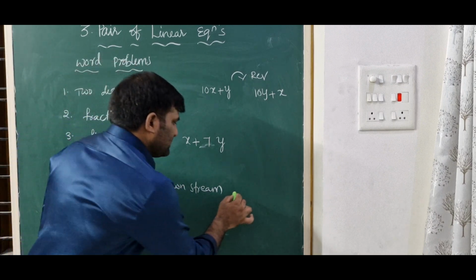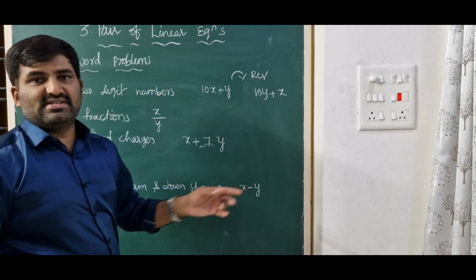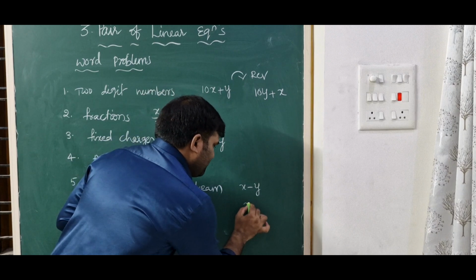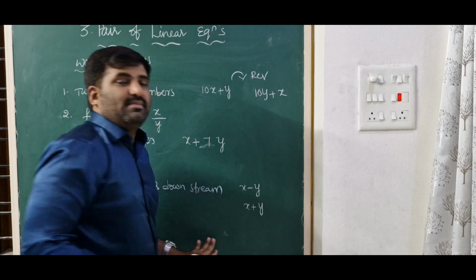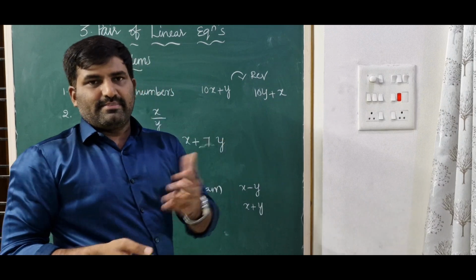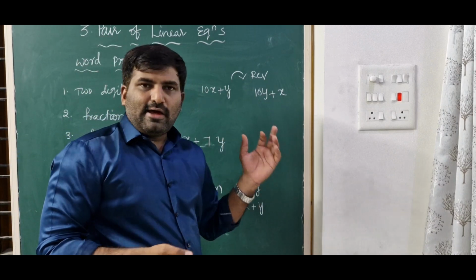So upstream, the speed will be x minus y, where x is the speed of the boat and y is the speed of the stream. Upstream is x minus y, and downstream is x plus y, because in downstream, the stream also helps to move the boat with more speed. That's why we take x plus y. Along with this, I will explain.